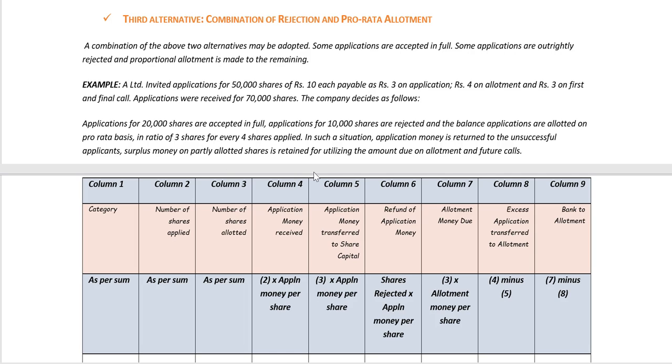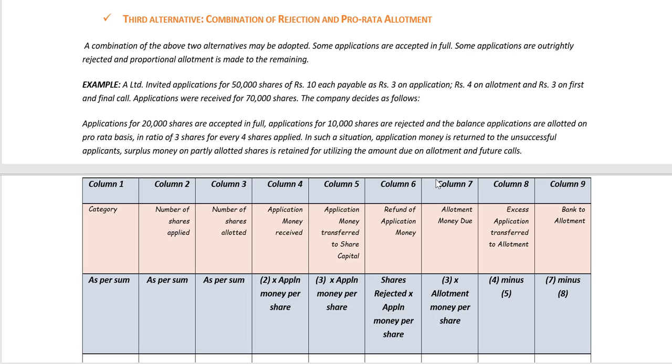Now in this situation, application money is returned to the unsuccessful applicants, that is the applicants of 10,000 shares, and surplus money on the partly allotted shares, that is on the shares on which pro-rata allotment is made, is retained for utilizing this amount due for allotment and the future calls.